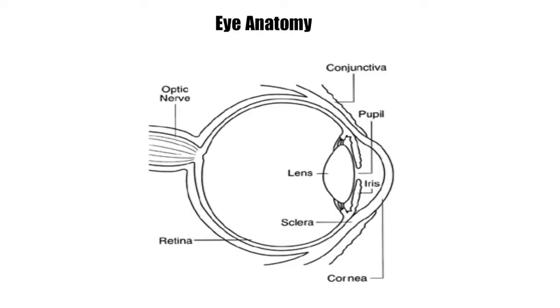So here's another, more simplified picture of the eye, and it shows all of those different parts of the eye we just discussed: the pupil, the iris, the lens, the cornea, the retina, and the optic nerve. What types of injuries do we see?